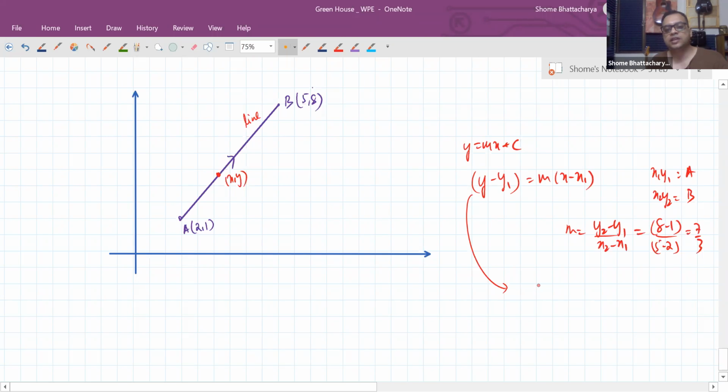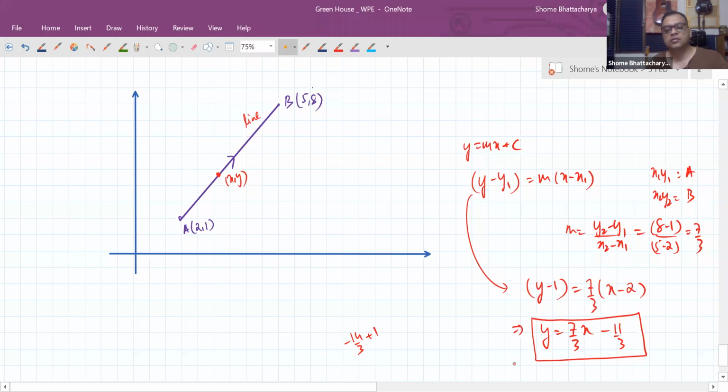So the equation of this line will become y minus 1 is equal to m, which is 7 by 3, times x minus x1. So this will become y is equal to 7 by 3 x minus 14 by 3 plus 1. So that will become minus 11 by 3. So this is the equation of the straight line. Okay. So now any point which has coordinates like this, x and y will be related like this.